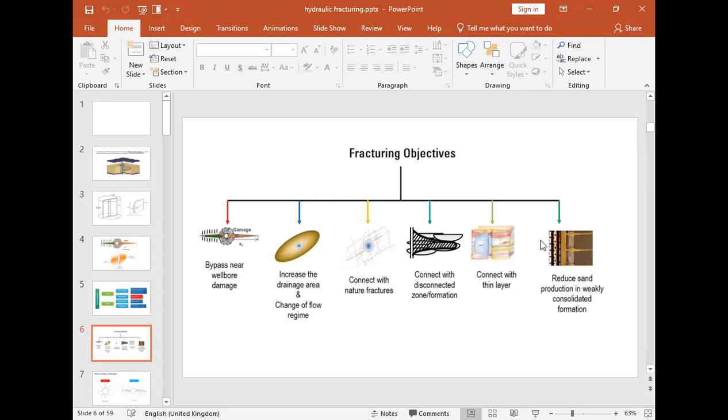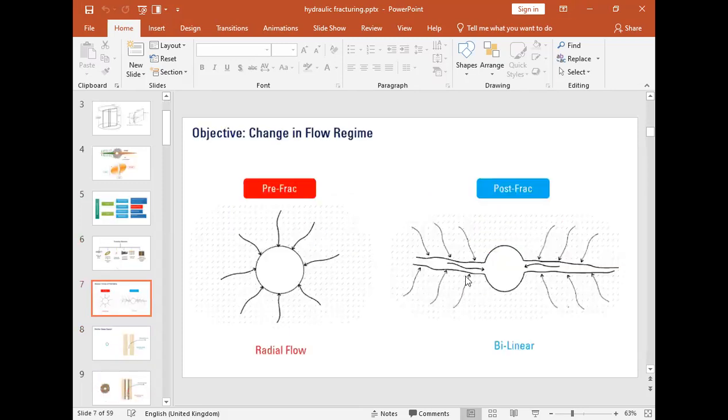It may not only be to bypass the damage, it may be to connect with thin layers. So you may have so many thin layers within that particular zone that contains hydrocarbon, and they may want to carry out hydraulic fracturing in order to connect each of these thin layers to a major fracture that will now lead into the wellbore. So these are the various reasons why hydraulic fracturing may be carried out.